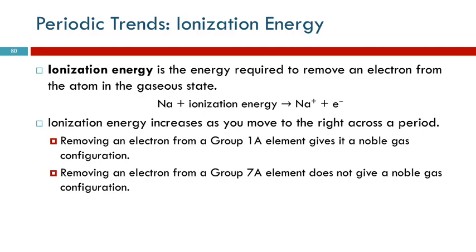So one way to remember this is if you remove an electron from a group 1A element, you're going to get a noble gas configuration. That's a good thing, right? If you remove an electron from a group 7A element, that's making that element worse, right? The group 7A elements want to gain an electron so that they can become like the noble gases. If you take an electron away, it's going to be really unhappy about that. So the ionization energy for group 7 is going to be much higher than for group 1. The other explanation is as you go across the period, the atoms get smaller. And those outer electrons are closer to the nucleus, and so they're harder to pull off.